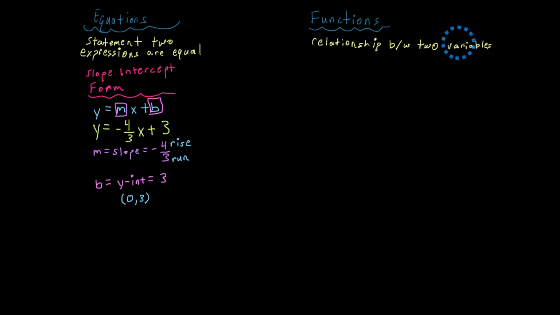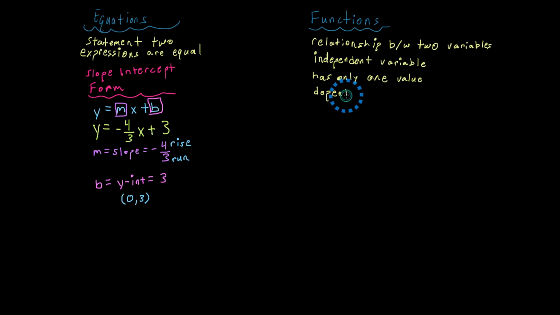A relationship between two variables so that any value of your independent variable has only one value for your dependent variable. Okay, so whatever the value is for your independent variable, it has only one corresponding value for the dependent variable.